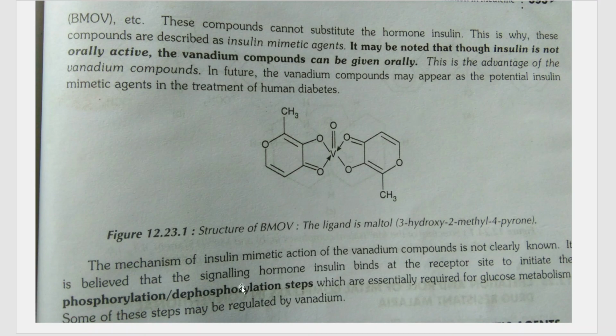How this vanadium works is not clearly understood, but they believe that insulin works by binding to the receptor site to initiate phosphorylation and dephosphorylation. These are the two steps in glucose metabolism, correct? So it is said that some of these steps may be performed by the vanadium complex also. It might also bind to the receptor site and perform phosphorylation and dephosphorylation for glucose metabolism. So it can substitute insulin.